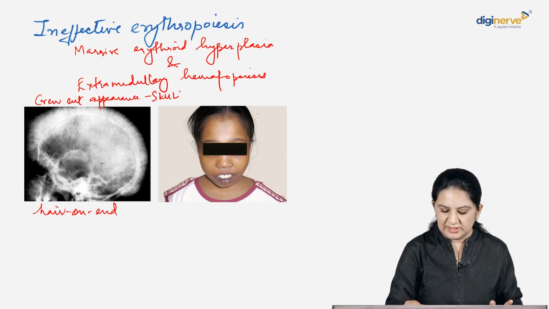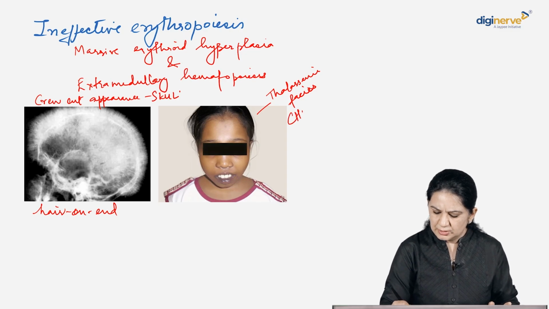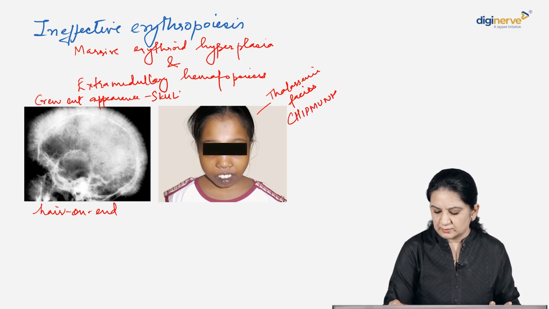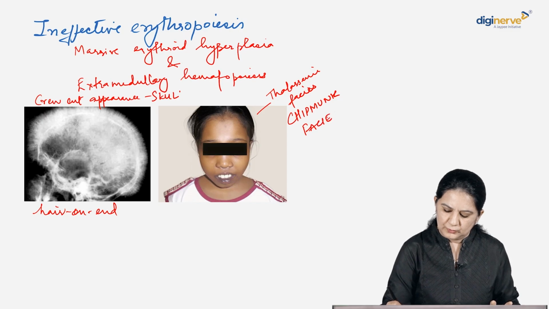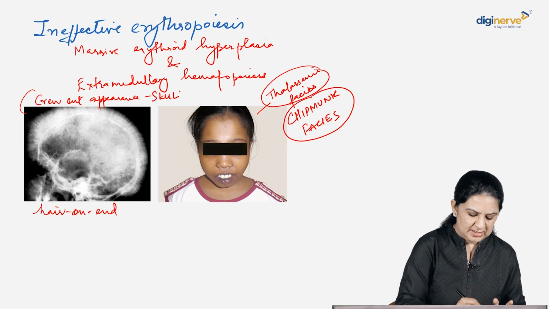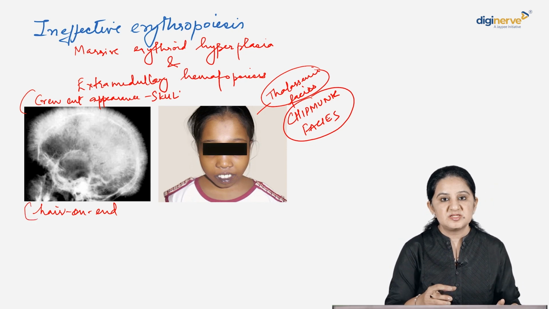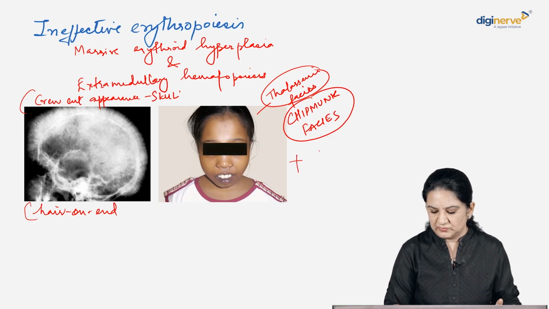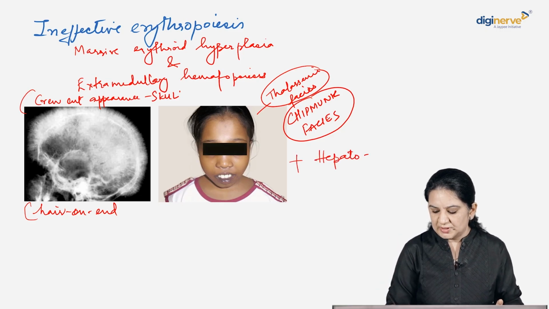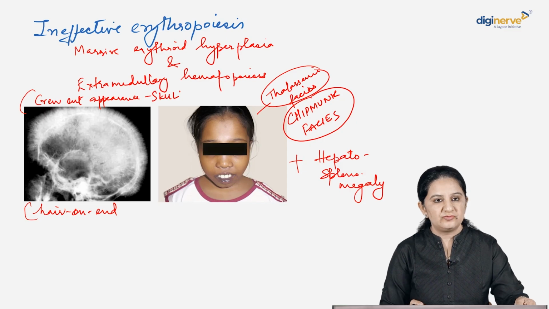It can also lead to the typical thalassemic faces, also known as chipmunk faces. All right, all important terms: thalassemic faces, chipmunk faces, crew-cut skull, and hair on end appearance. Characteristic of beta thalassemia. Plus, because of extramedullary hematopoiesis, you will get hepatosplenomegaly. All right. So this sums up all the clinical features of beta thalassemia.